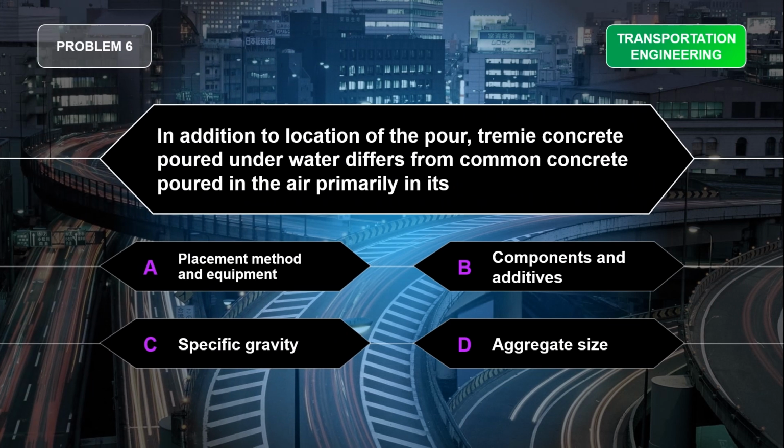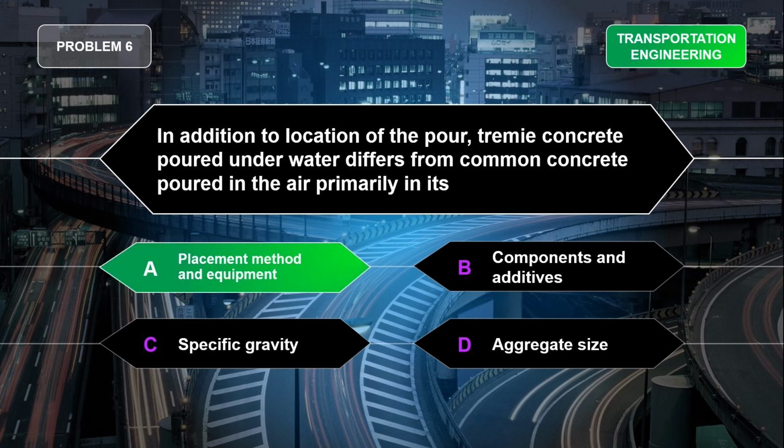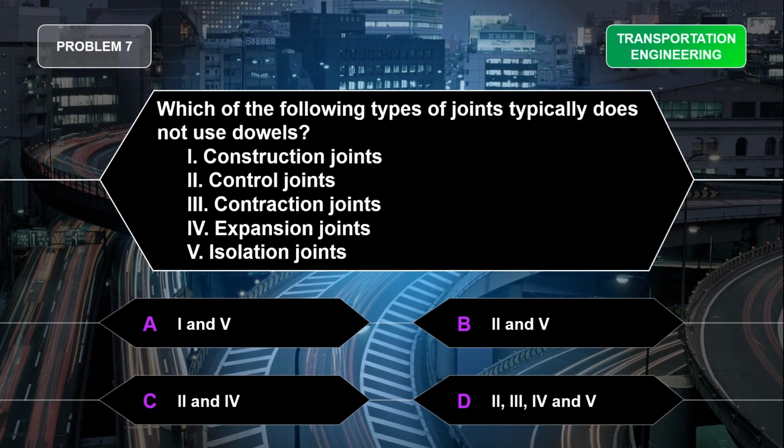Problem number 6. In addition to location of the pour, tremie concrete poured underwater differs from common concrete poured in the air primarily in its A. Placement method and equipment. B. Components and additives. C. Specific gravity. D. Aggregate size. The correct answer is letter A. Placement method and equipment.